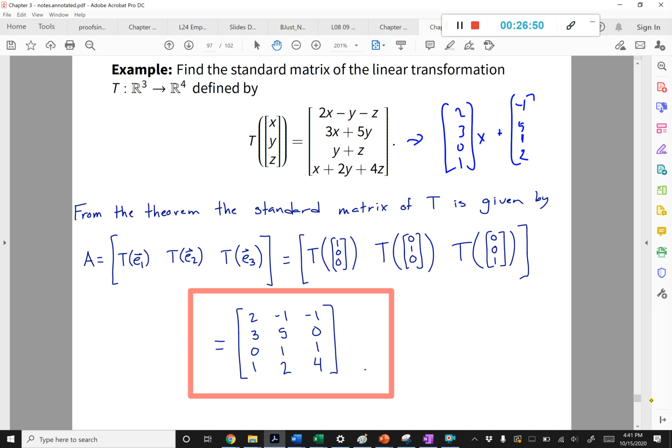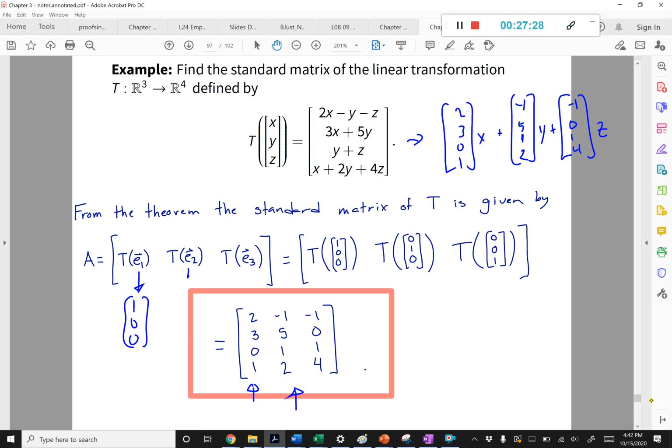2 times y, minus 1, 0, 1, 4 times z. Now we can rewrite those three columns in a single matrix times x, y, z, and we'd get this. Another way of doing this is you can use the theorem. We can just say, where does 1, 0, 0 go? If you plug in 1, 0, 0, so x is 1, all the others are 0, you just get the matrix 2, 3, 0, 1, and lo and behold, that's the first column by the theorem that we just stated.